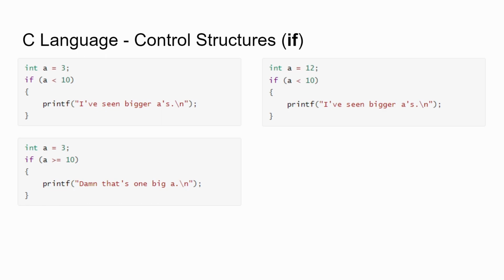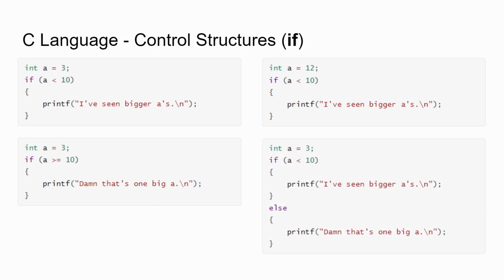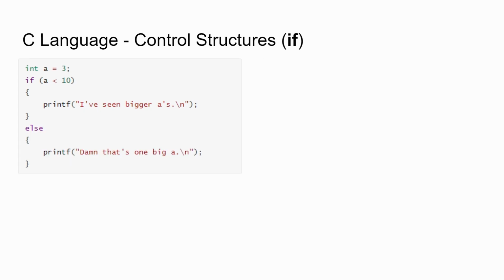If we use the else keyword, we can cover both cases at the same time. So A is equal to 3. If A is less than 10, we'll say this. Otherwise, we'll say that. And that's what that fourth snippet is doing for us. So this snippet is really an if-else statement. It's not just an if statement, it's an if-else.